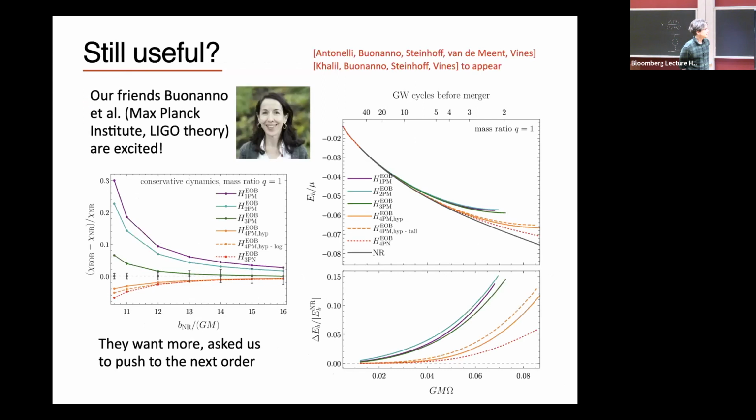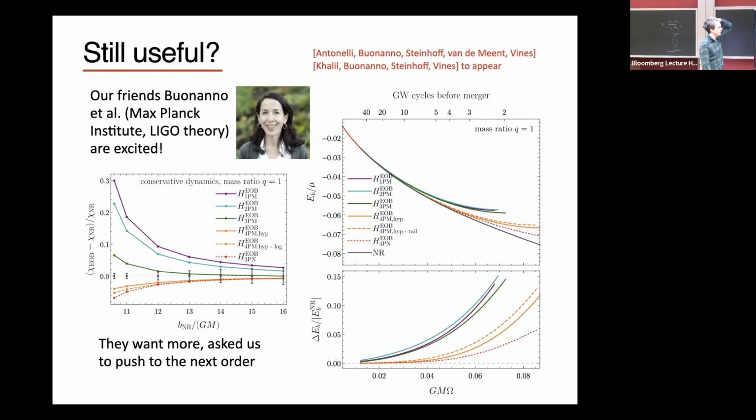So let me tell you that this is still useful. Our friends at the Max Planck Institute take our Hamiltonians and compare them to numerical GR and to the Hamiltonians that they're currently using. And so this is a calculation of the binding energy and of the scattering angle in numerical GR, which is the dotted line. Here's the horizontal line, which is not very visible. Here's the dotted line.